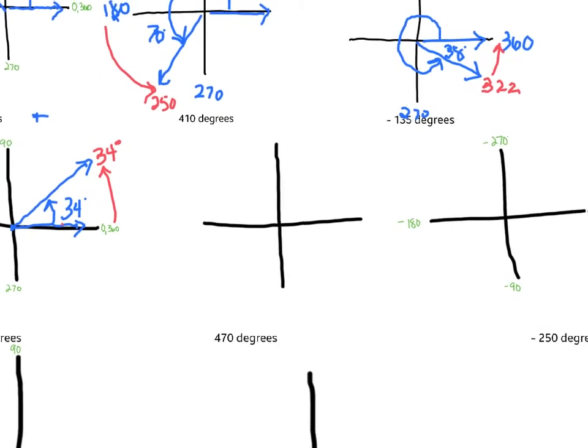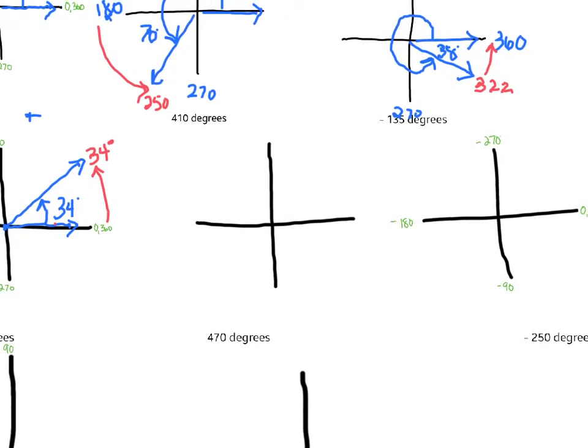Let's see if I can make it a little bit harder. Let's say we look at 410 degrees. Now, we obviously recognize there's a problem here. 410 is obviously greater than 360.